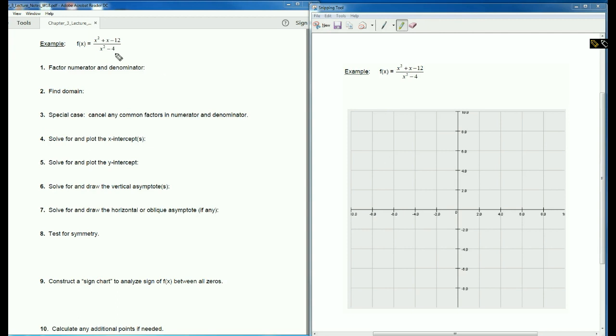All right, so we've got (x squared plus x minus 12) over (x squared minus 4). First step is to factor the whole thing, numerator and denominator. So let's see, the numerator would factor as (x plus 4) times (x minus 3). And then the denominator, of course, factors as (x plus 2)(x minus 2).